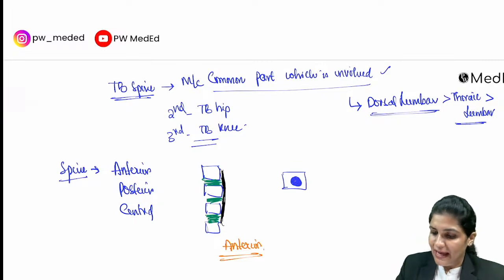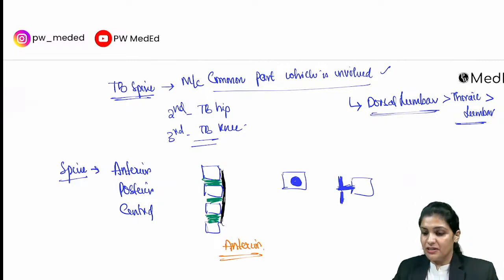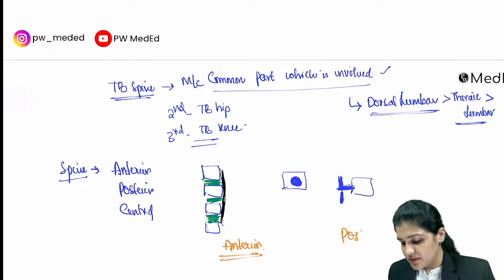This is the central type. And then posterior is the posterior elements which are involved. So posterior elements are your spinous process, your pedicles, your transverse process, and all this gets involved. So whenever it is involving the posterior elements, it is called the posterior, and this is the central part.